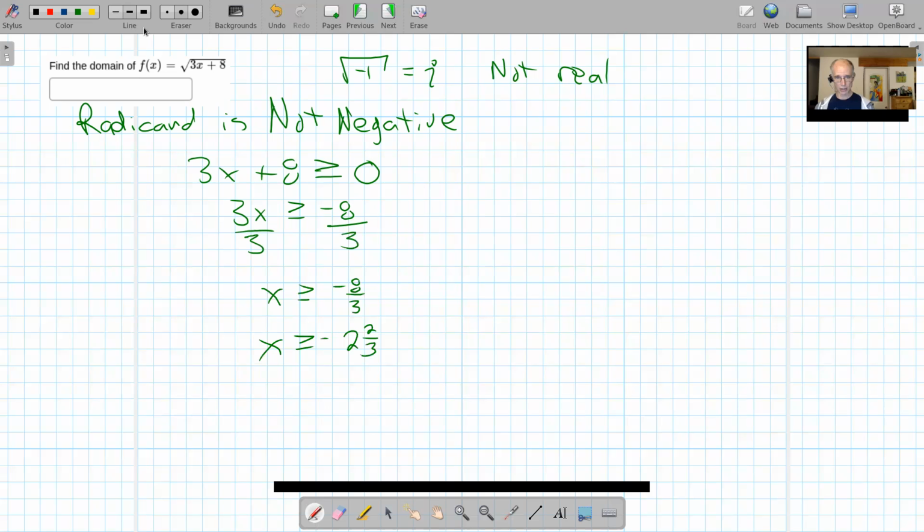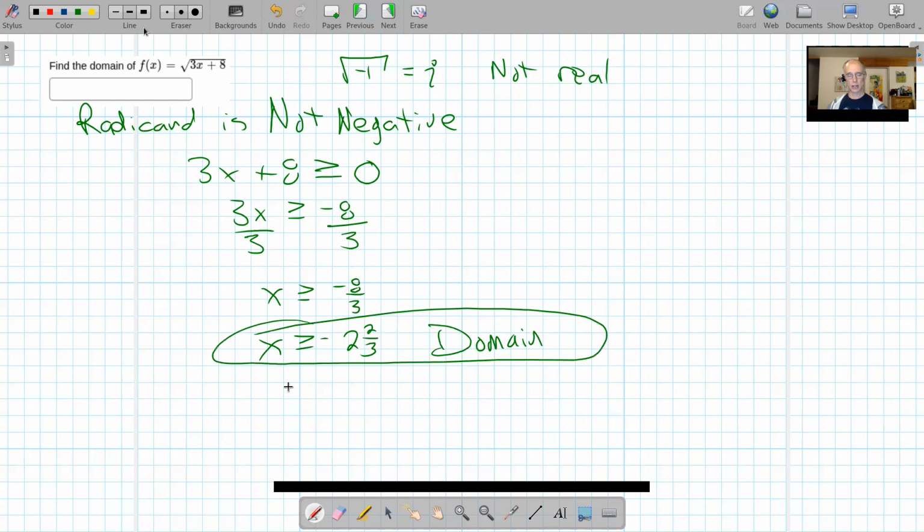So let's just double check. I think this is the domain right here. In interval notation, I would start at -2 2/3, which I'm going to call -8/3. I can actually plug that number in. It just makes the inside 0, and the square root of 0 is 0. That's okay. So square bracket, because I can use it, and then go to the right forever, infinity. And infinity isn't a number, so it never can get a bracket. It's always a parenthesis.